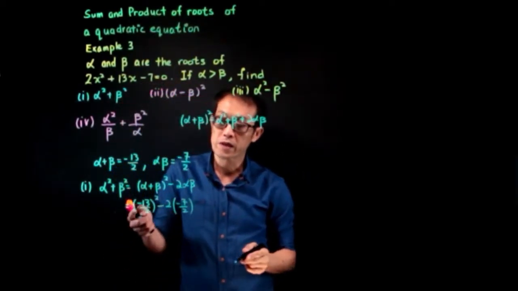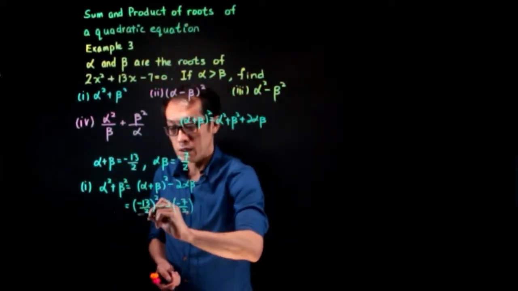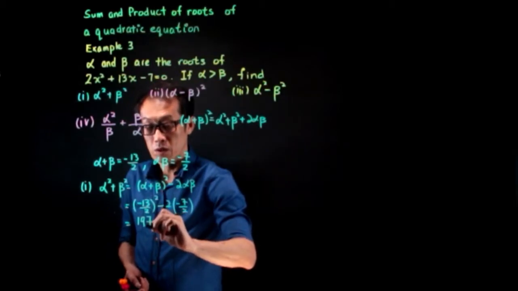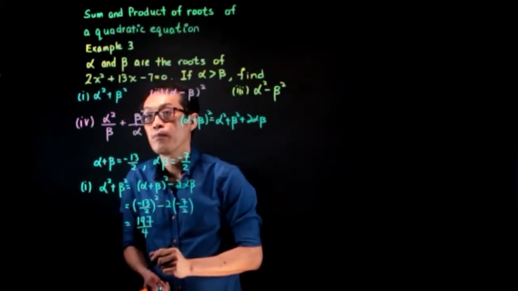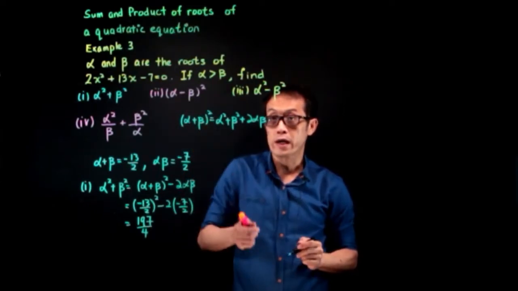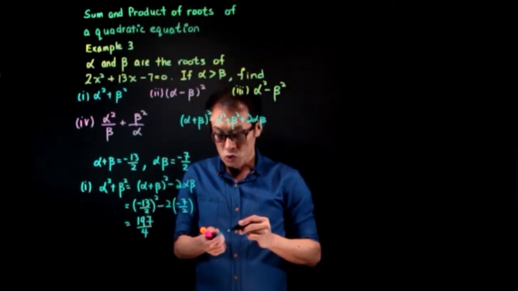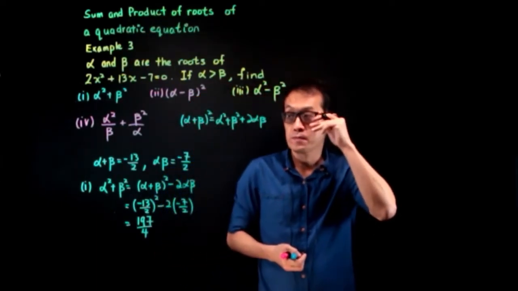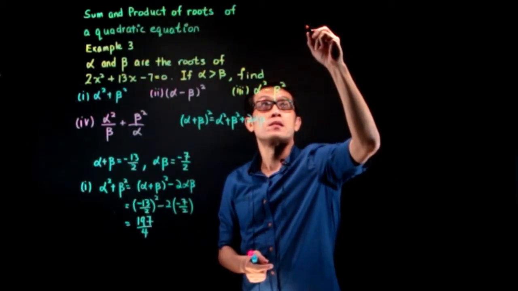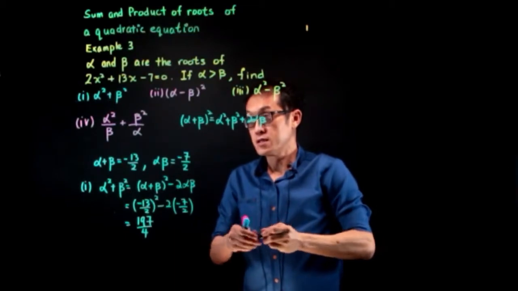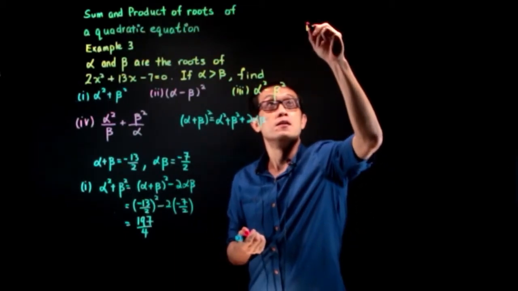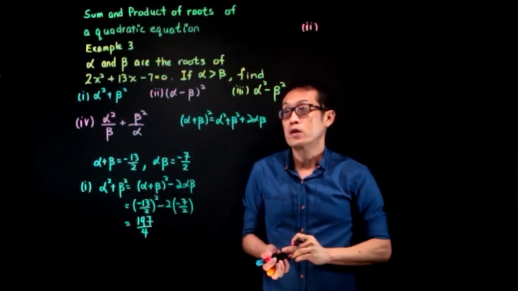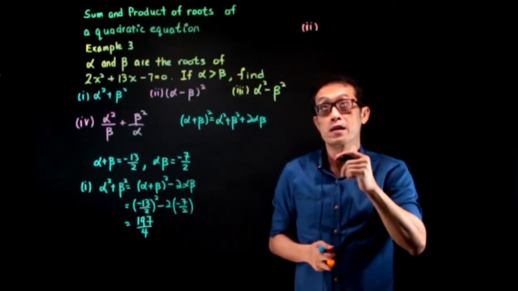Now if you key this into your calculator, you will get 197 over 4. Now let's look at part 2. Let me use the same color as that. Okay, part 2. What is the value of alpha minus beta squared?